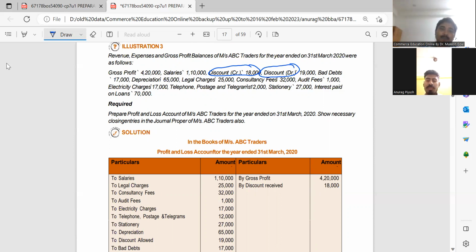Bad debts, depreciation, legal charges, consultancy fees, audit fees, electricity charges, telephone, postage, stationery, interest paid. So these expenses and income are given, and with the help of this data, we have to prepare the profit and loss account of that particular company. Yes, sir.